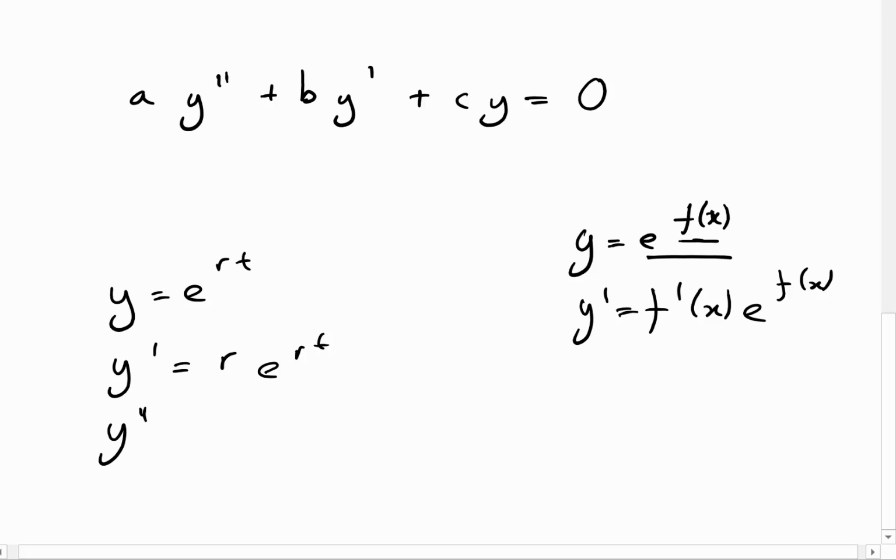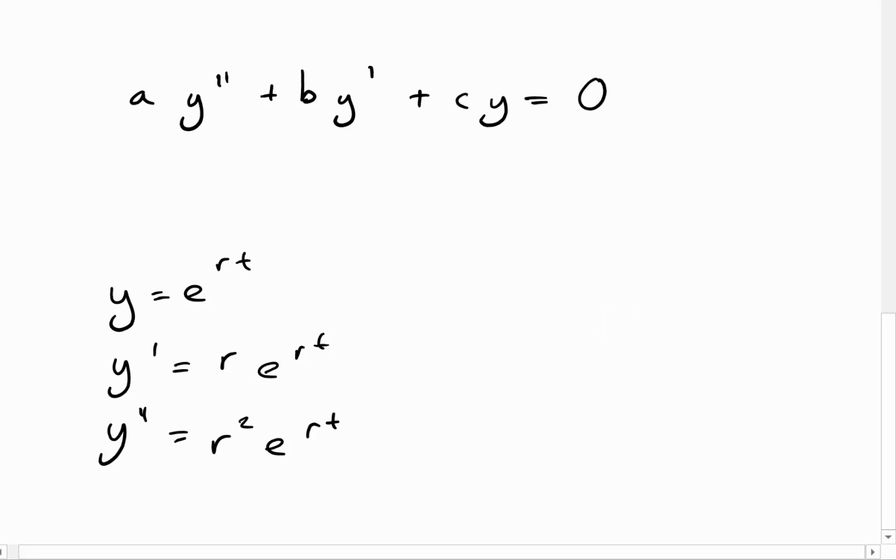And so again, the second derivative will just be the derivative of this thing. So we've got an r, and again, we know what the derivative of e to the rt is. It's that thing. So in other words, we get r times r e to the rt, which we can simplify down as r squared e to the rt.